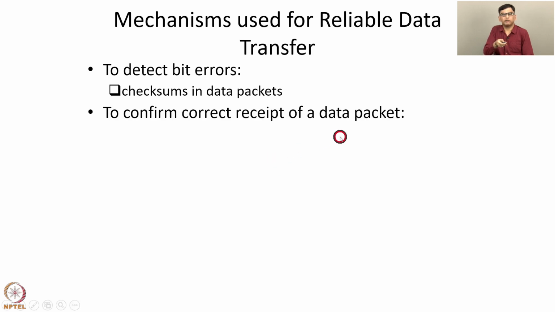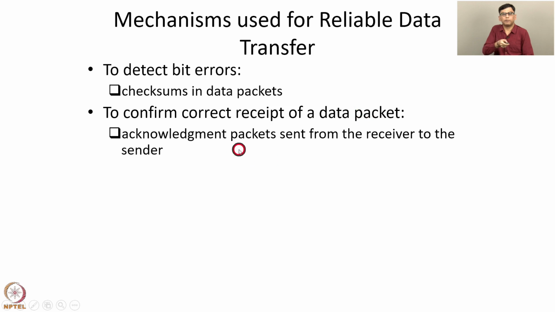Now, if a receiver receives a packet and the checksum verification succeeds, how does it confirm to the sender that the packet has been correctly received? To confirm the correct receipt of a data packet, a packet known as an acknowledgement packet is sent from the receiver to the sender. This indicates to the sender that a particular packet has been correctly received.